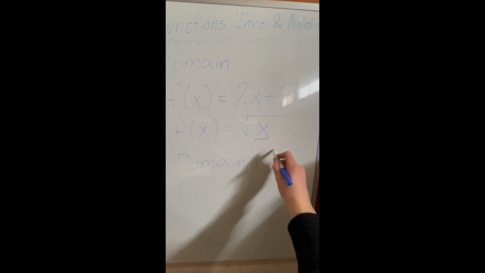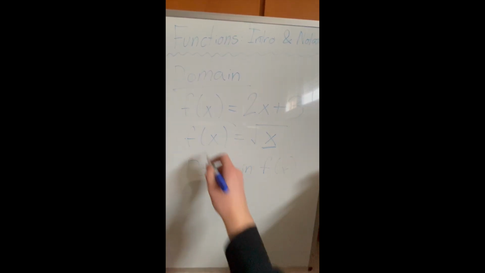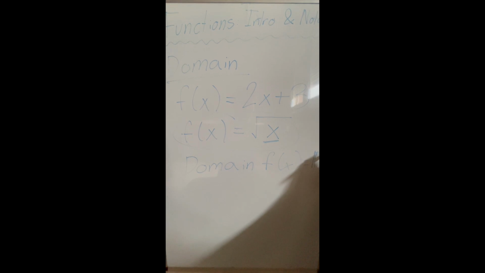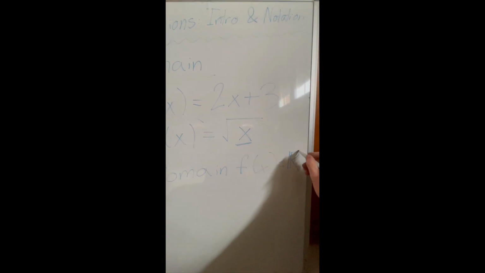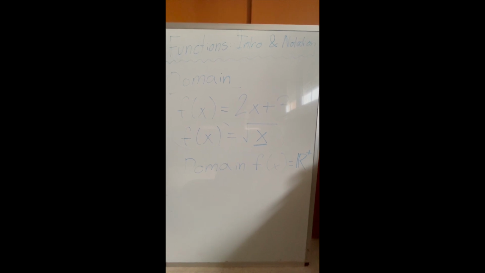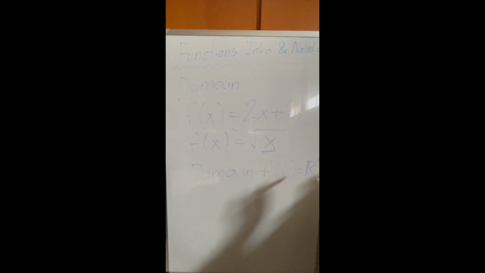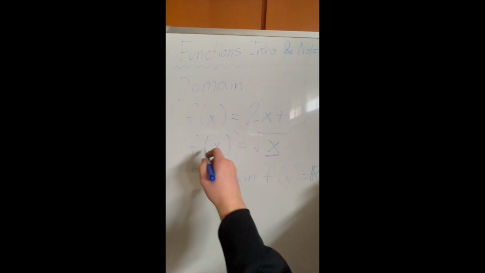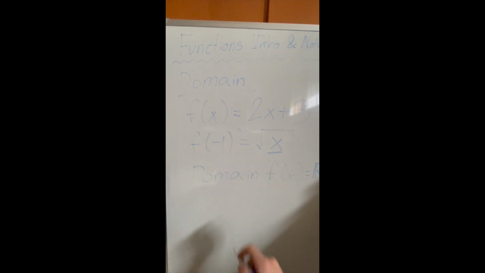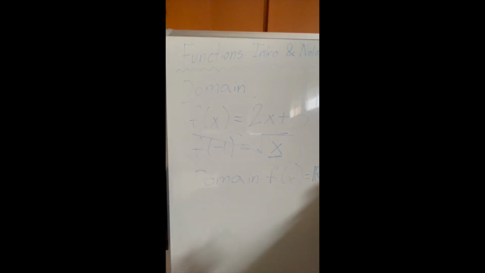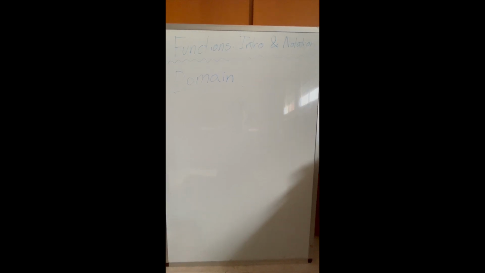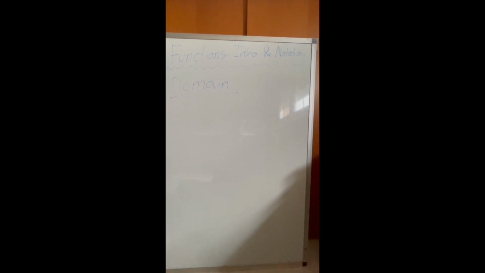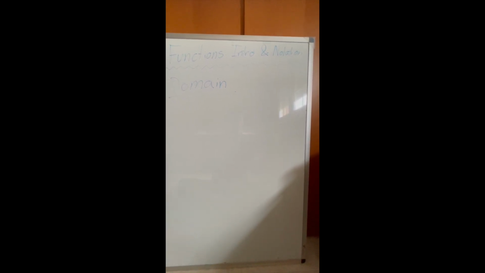So the domain for our second function, for f of x equals square root of x, is all real positive numbers, noted like so. Basically, from 0 to infinity, all real positive numbers, including 0, as we cannot have, for example, f of minus 1. This will not work as it is a square root. Typically, the domain is all real numbers if we have, for example, a quadratic equation or a linear equation.